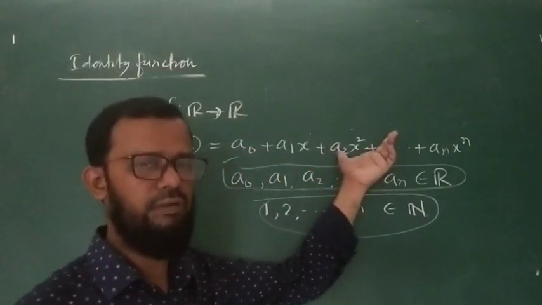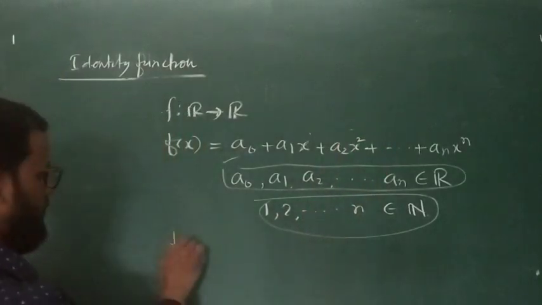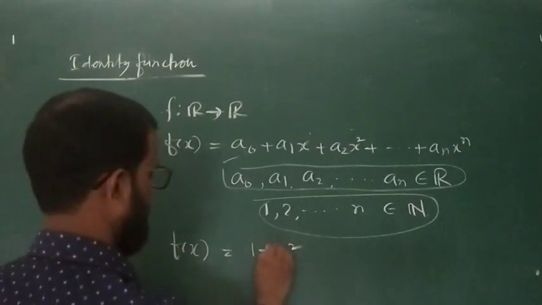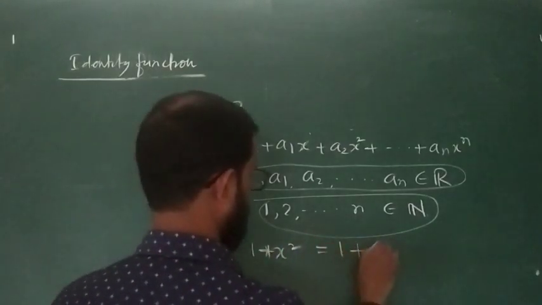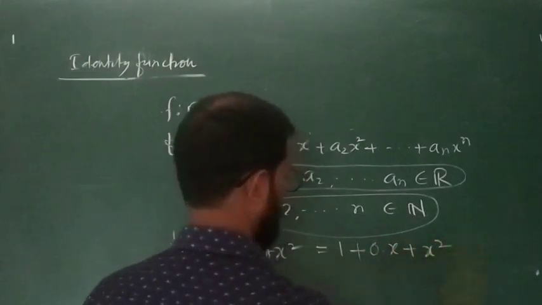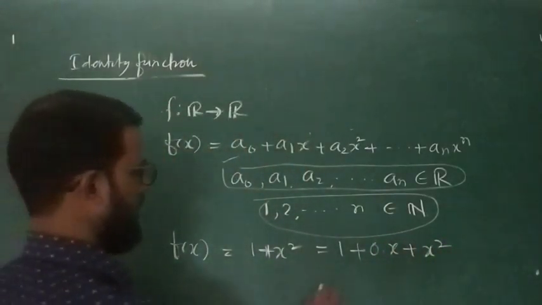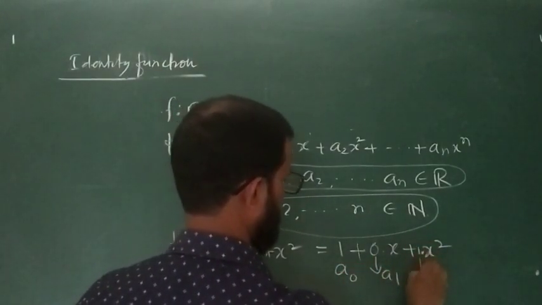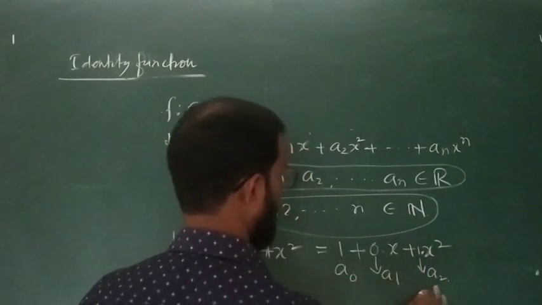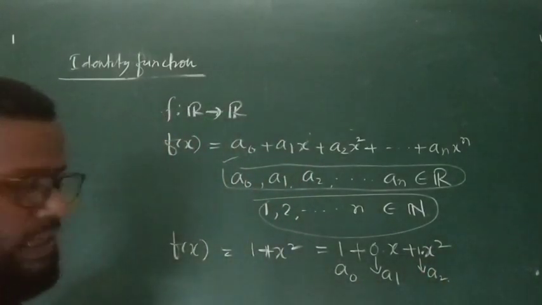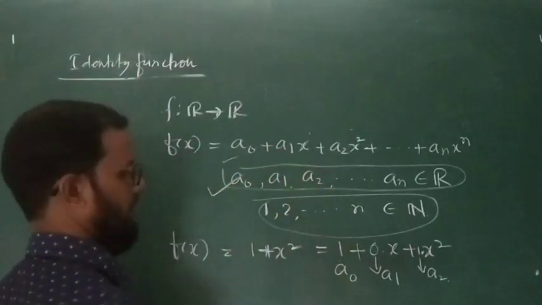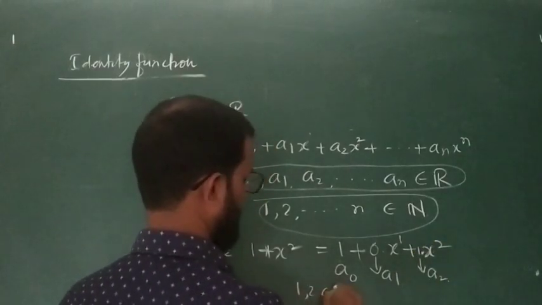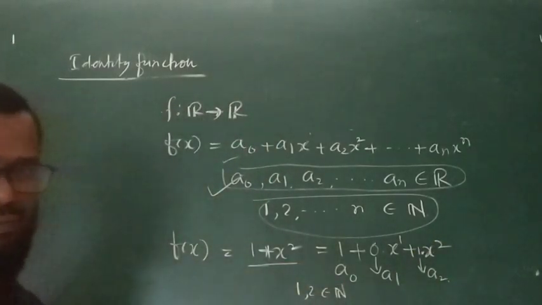For example, suppose f(x) equal to 1 plus x square. Is it a polynomial or not? Let us check. It can be written as 1 plus 0 into x plus x square. This is a0, this is a1, and the coefficient of x square is 1. This is called a2. Here a0, a1, a2 are real numbers. This condition is satisfied. And the powers of x are 1 and 2, natural numbers.